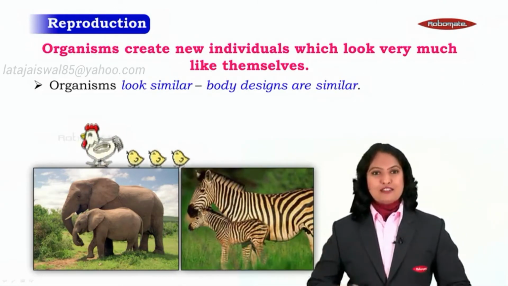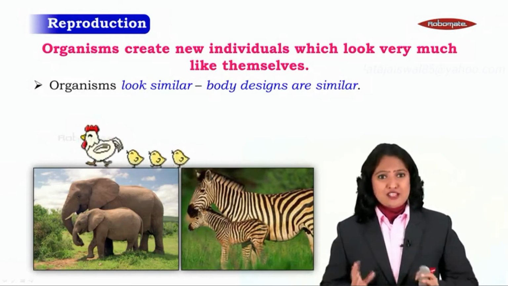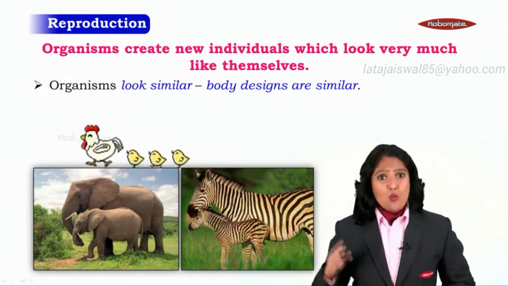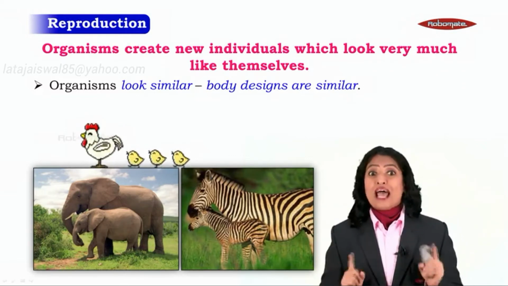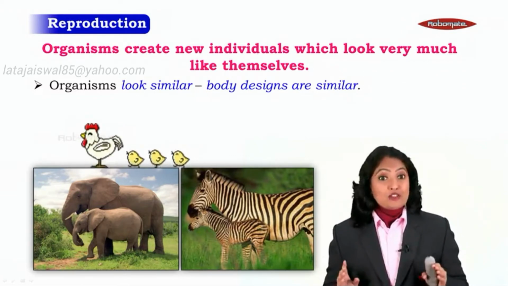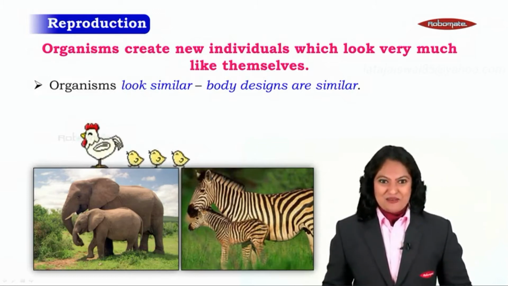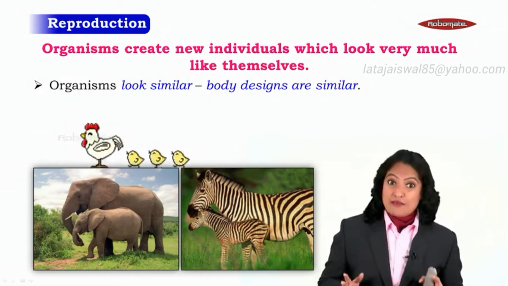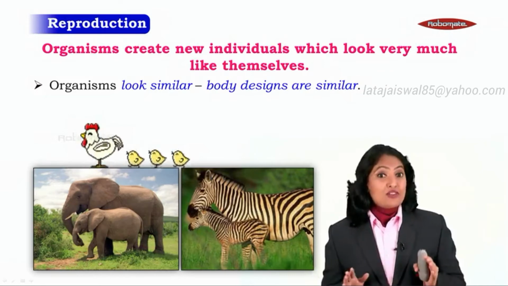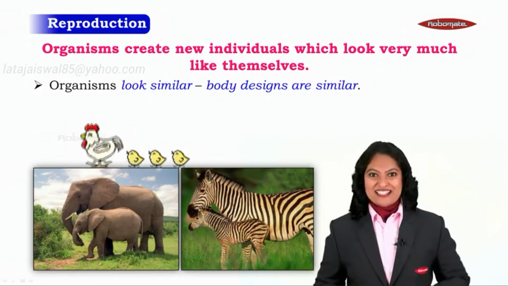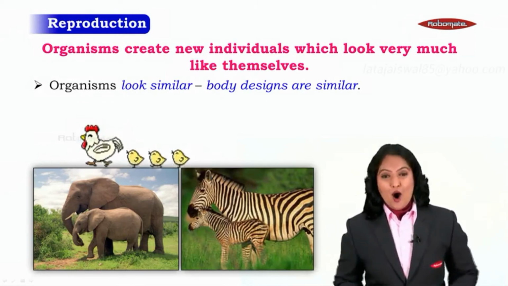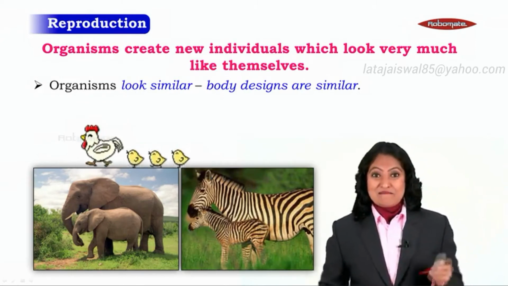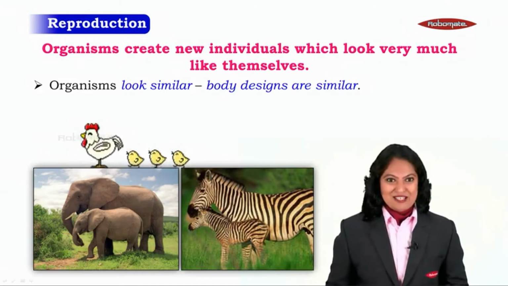If you observe here in the image, the size of the zebra is varying. One is the parent, the other is the young one. But they both have 4 legs. They both have similar body structure. There are matching stripes on their body. They both have similar position of their eyes, ears, etc. That means organisms are looking similar because their body designs are similar.